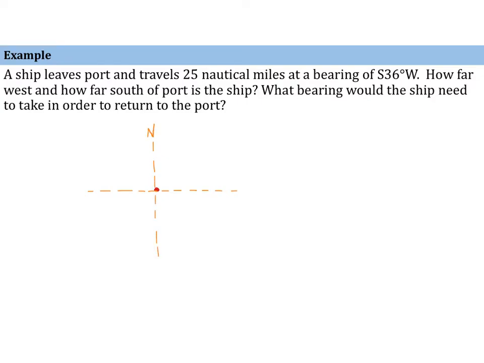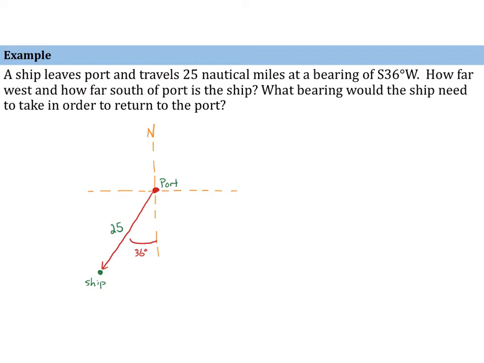Mark out north, and then I know that from port the ship is going to be traveling 36 degrees west of south. So we look down the south and then move toward the west direction 36 degrees. So this angle is 36 degrees. And we know that the length that it travels, so this is port, this is the ship, and it's at 25 nautical miles.